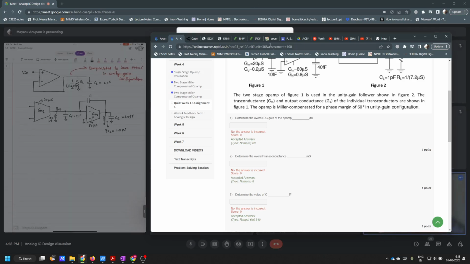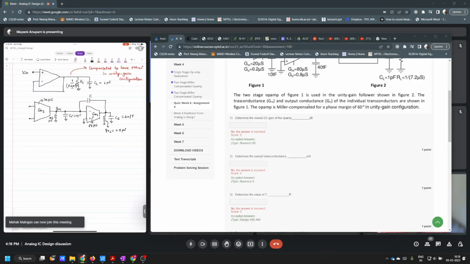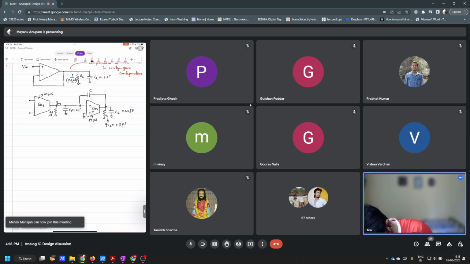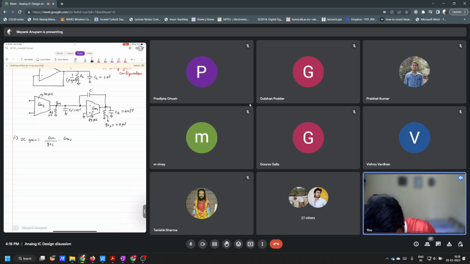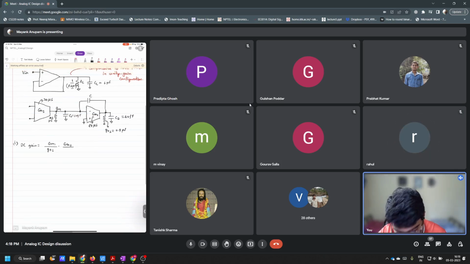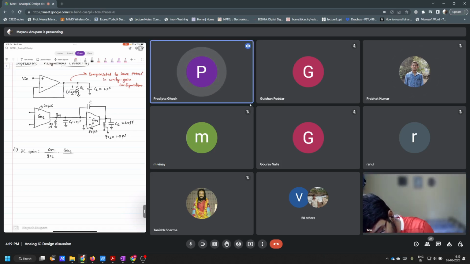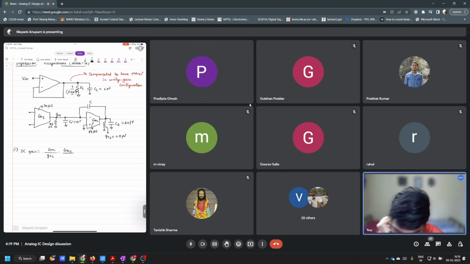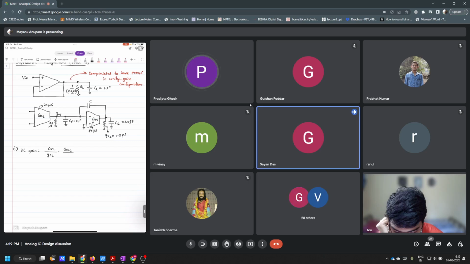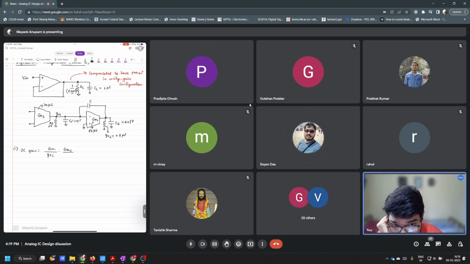So what is DC gain? GM1, GM2 by G naught 1, G naught 2. So first is DC gain, that is basically GM1 by G naught 1 into GM2 by how much? Think properly. For calculating DC gain, the capacitors will be open, correct? So RL will be considered, right? Yes, RL has to be considered.